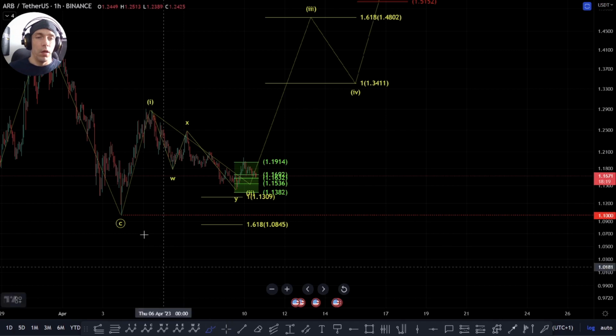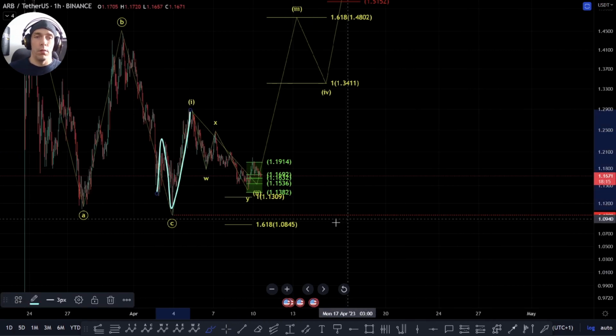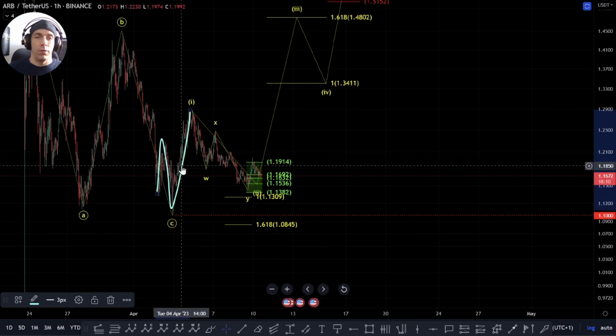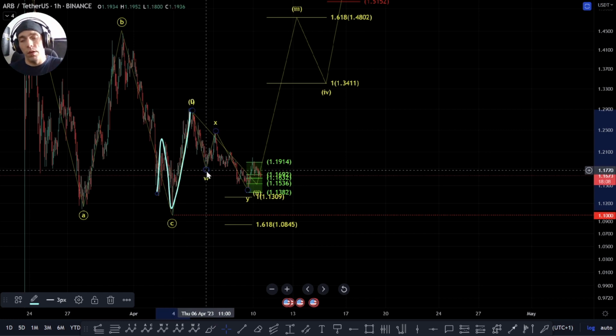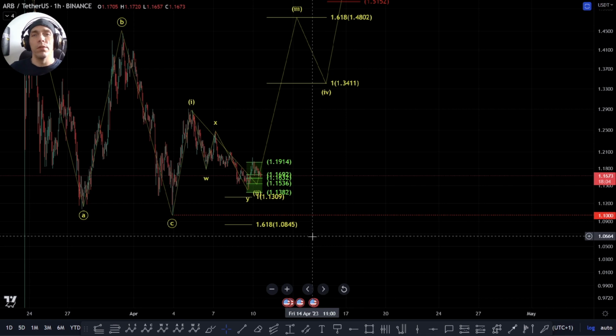And then, like I said, at that point, we'd have to treat this as an A, B, and C, which would then imply to me that we're going to see some further sell-offs here to the downside, potentially in that bearish WXY move towards that $1 range.